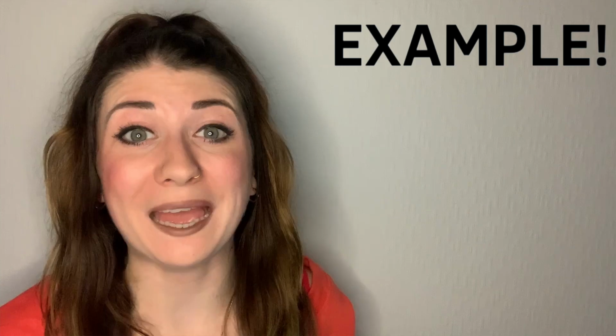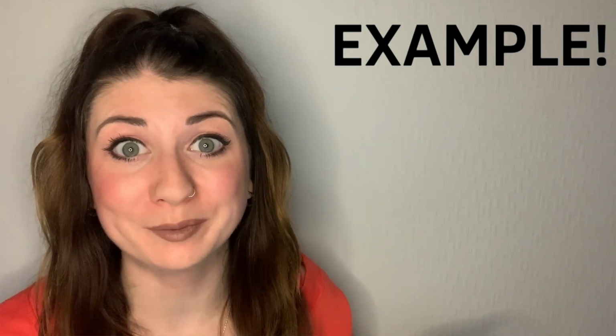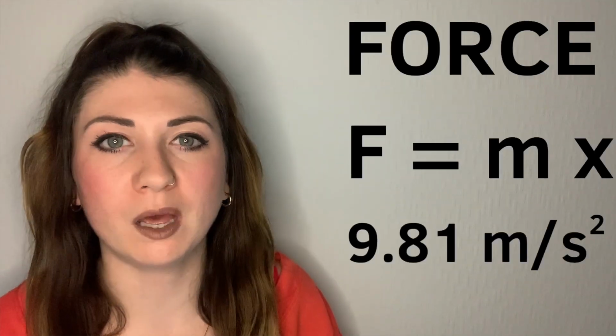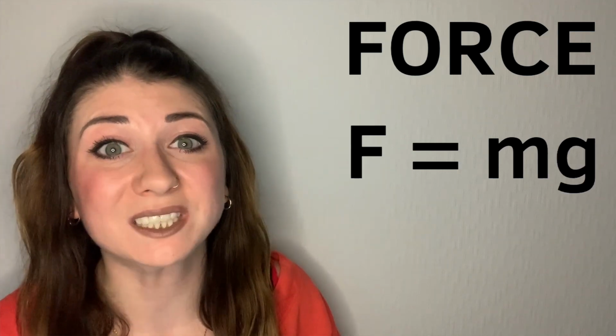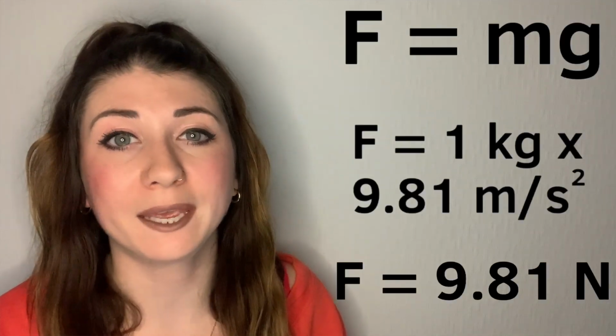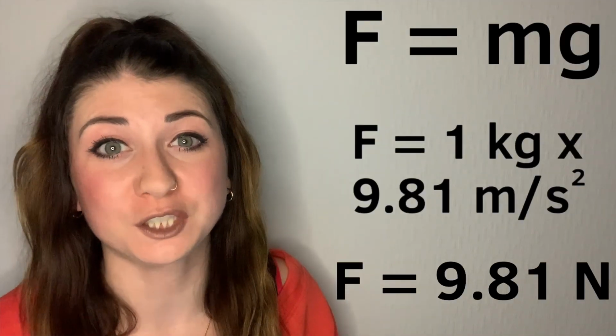So let's give you a super easy example. So when you apply some mass to a spring, this is converted to a force by multiplying it by 9.81 meters per second squared, as that's the gravitational pull on Earth. So if you apply 1 kilogram of mass to a spring, you will be applying 9.81 newtons of force to the spring. Simples!